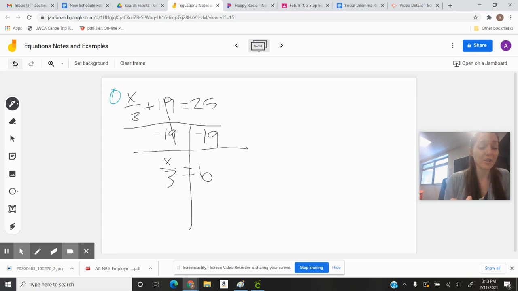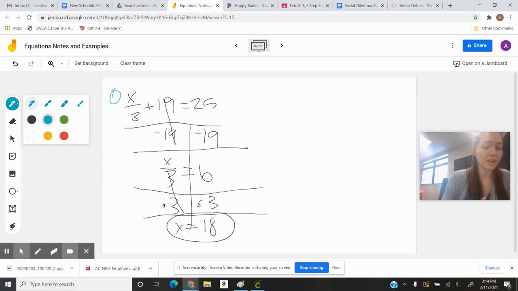Think of a fraction in a different way. So we have x over 3, which is the same thing as x divided by 3. Now I know how to do the inverse operation to get rid of that 3. Opposite of dividing by 3 is multiplying by 3. Easy. Perfect. All right, so now those two numbers cancel out. I'm left with x equals 18.